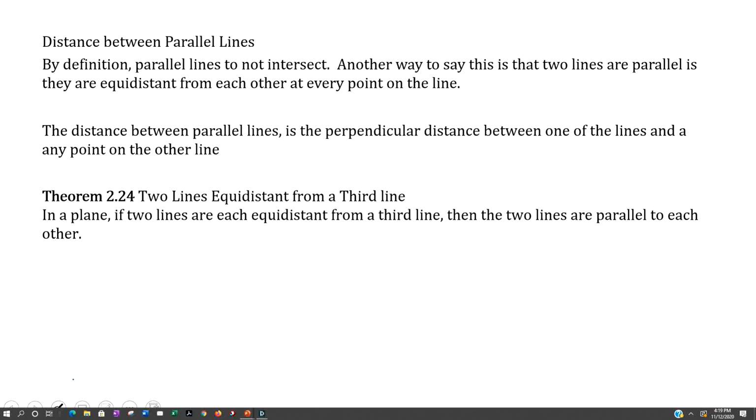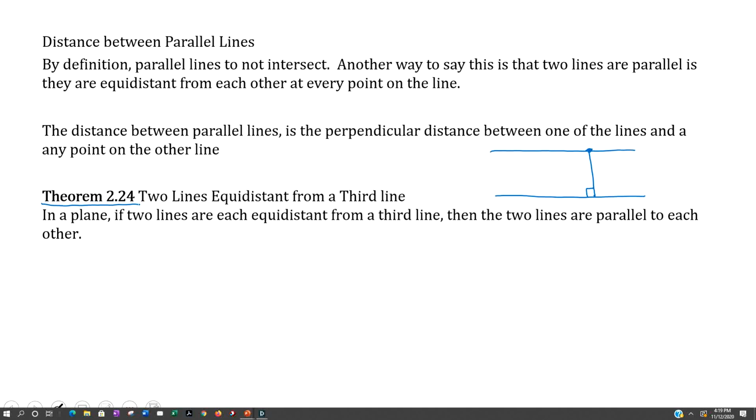And again, when we talk about the distance between parallel lines, that's going to be the perpendicular distance between one of the lines and any point on the other line. So if we had our parallel lines here, the distance between the two lines is going to be the distance from this point to our perpendicular with the other side. Perpendicular lines form a right angle, so we're going to have to signify that the lines are perpendicular with the right angle symbol.